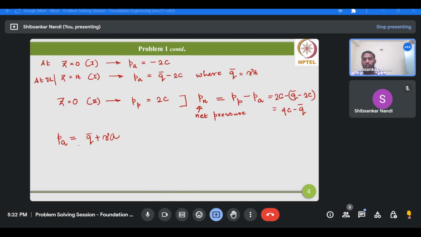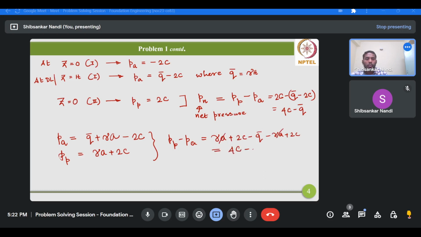From the dredge level, from the region 1 active side, you are having q bar plus gamma a minus 2c, and from the passive side, you will be having gamma a plus 2c. Now, if you take the net of these two, that means pp minus pa, what will be the value? The value will be q bar plus gamma a minus 2c minus gamma a plus 2c... so gamma a will cancel out, leaving behind 4c minus q bar.